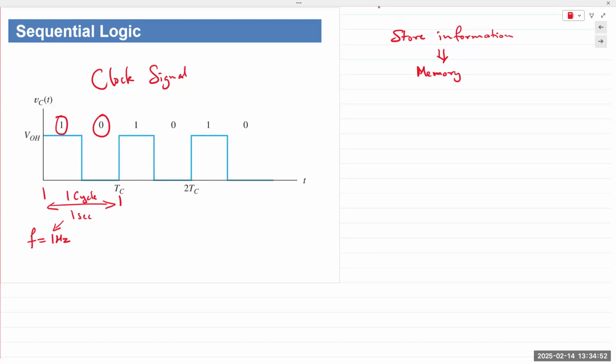So, ones and zeros. The clock signal keeps everything in sync. And based on the kind of circuit, we can have synchronous circuits or we can have asynchronous circuits. But a clock signal would be required.